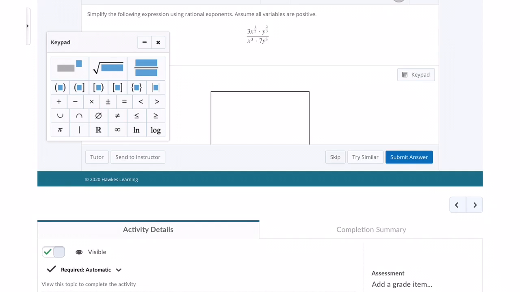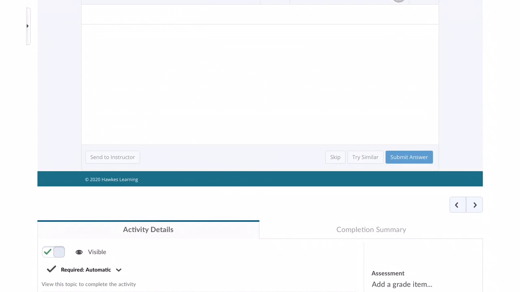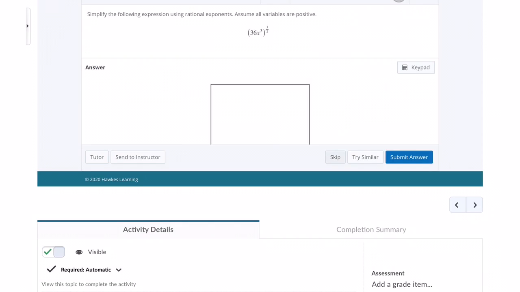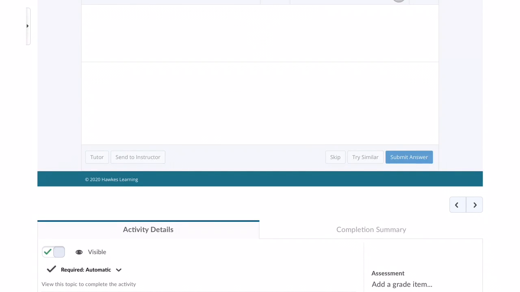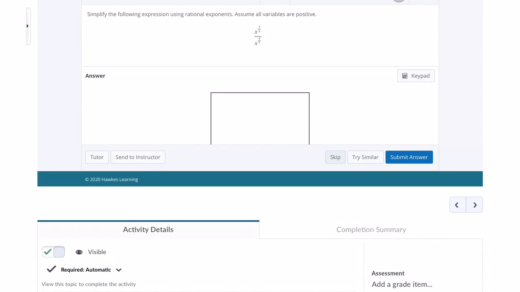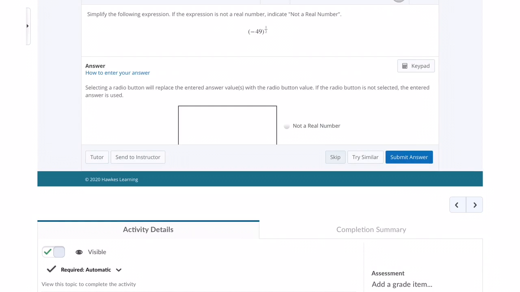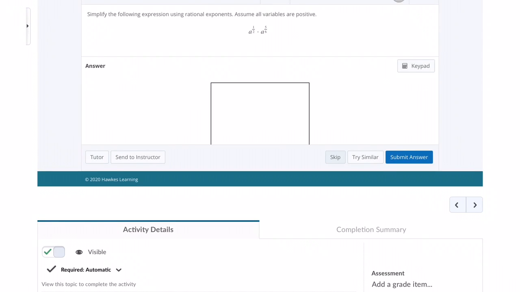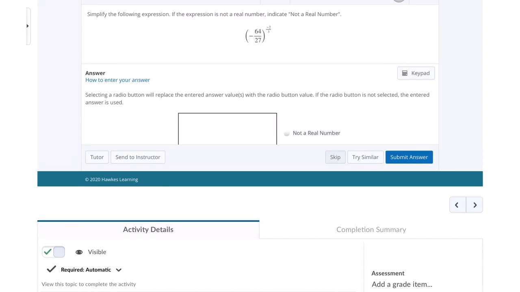All right, and anytime you come across a negative exponent, let me go back in again here, you always want to take care of that negative exponent first. I'm not seeing another one here.